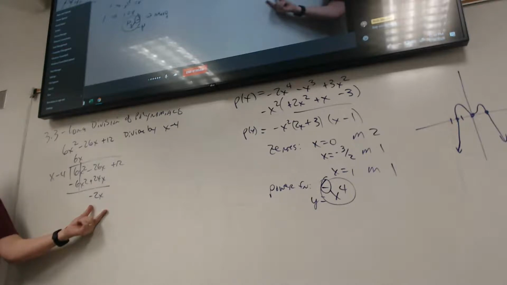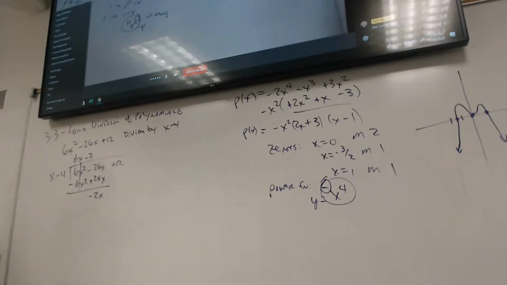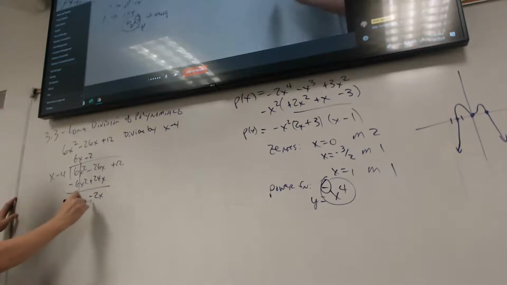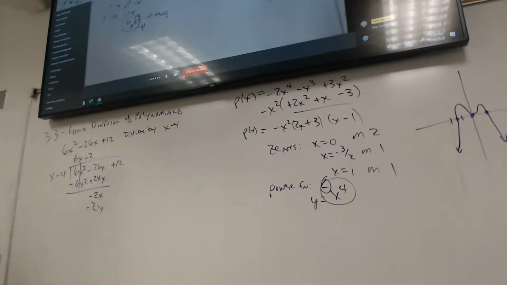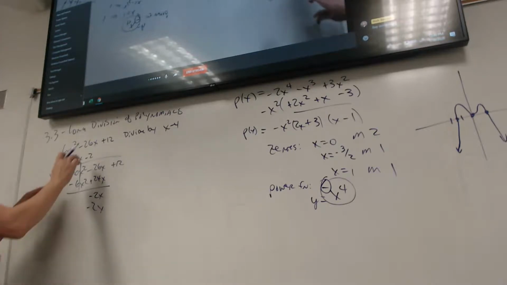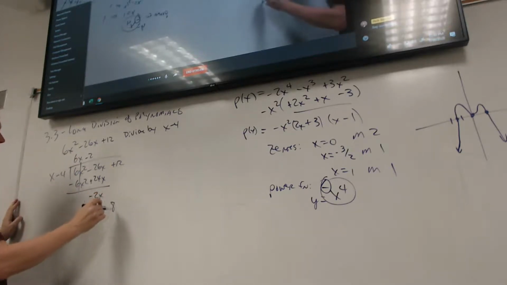Can you multiply something by x to get negative 2x? Negative 2. Negative 2 times x is negative 2x. Negative 2 times negative 4 is positive 8.